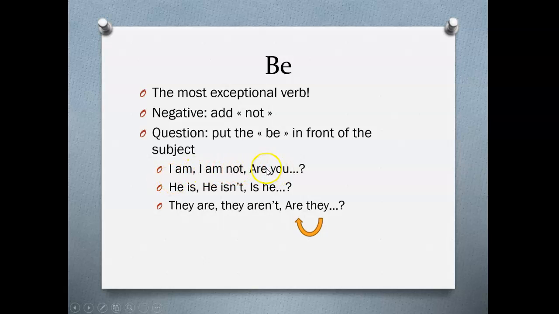And the question is, are you? Of course, you could say am I, but that doesn't always make logical sense. He is or he isn't, to make it negative, and is he, or they are, they aren't, are they. So here again you see that I've put my verb in front of the subject.